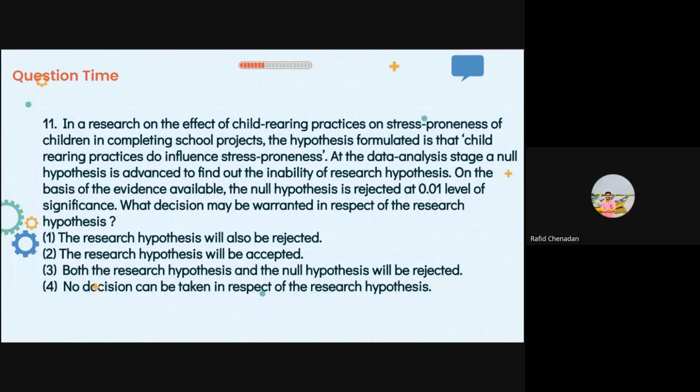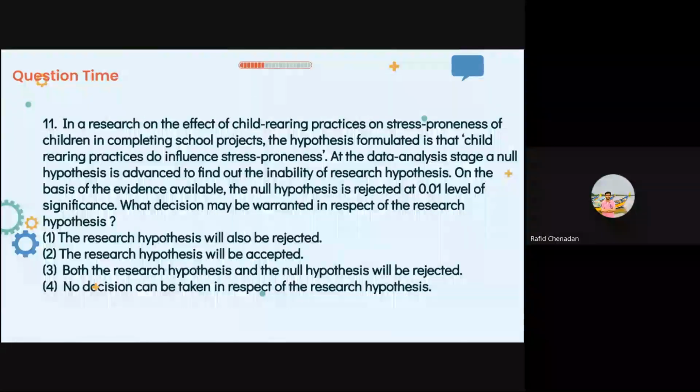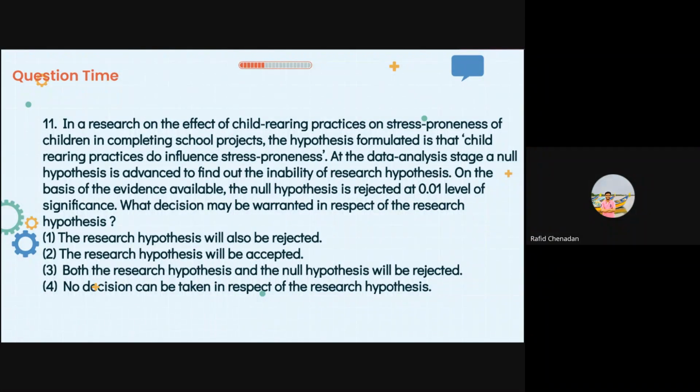That is the question. Will we reject the research hypothesis also, or will we accept it, or will both be rejected? Or no decision can be taken?